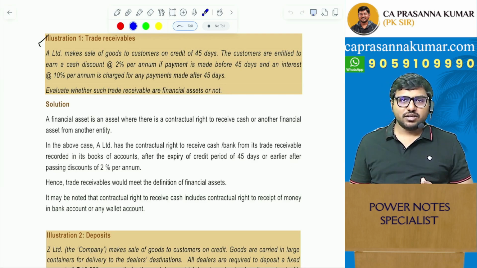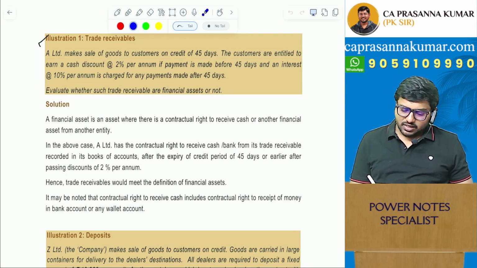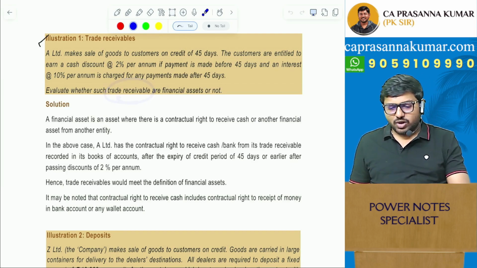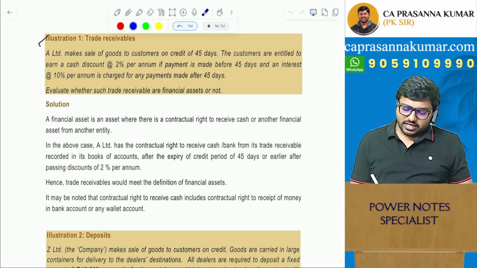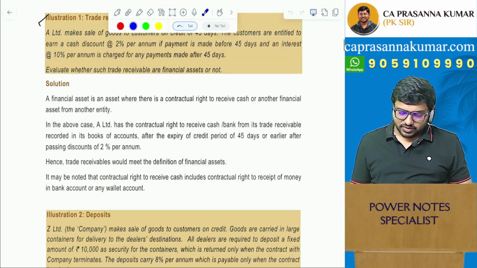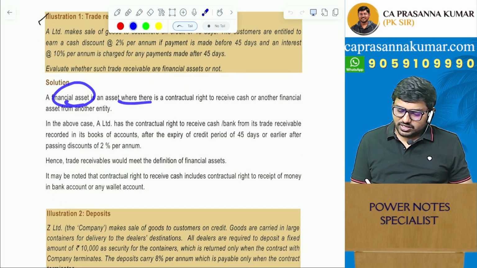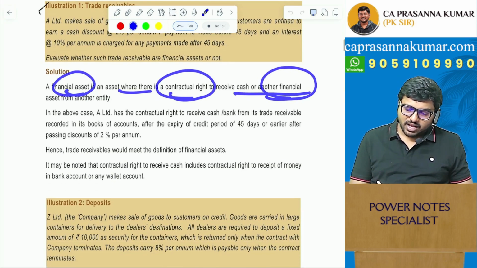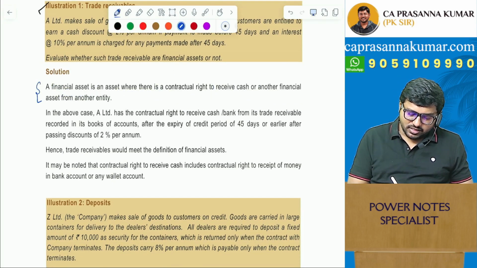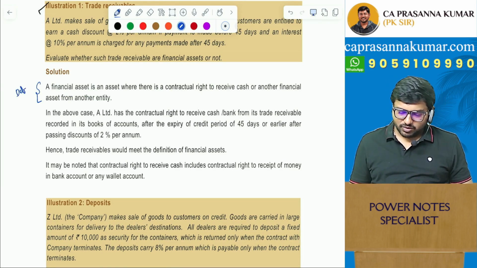Now try to recollect the definition. I hope you remember that. Trade receivables means, do you have a right to receive cash over here? Yes. In that case, is it a financial asset? Yes. A financial asset is any asset where there is a contractual right to receive cash or any other financial asset from another entity. So obviously this will be from your memory because you know the definition.